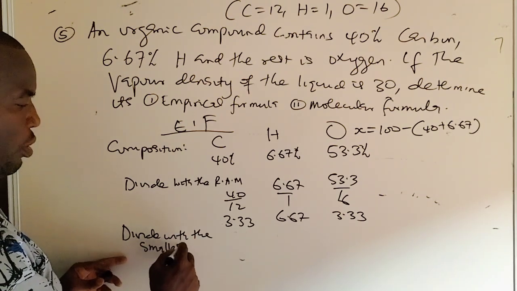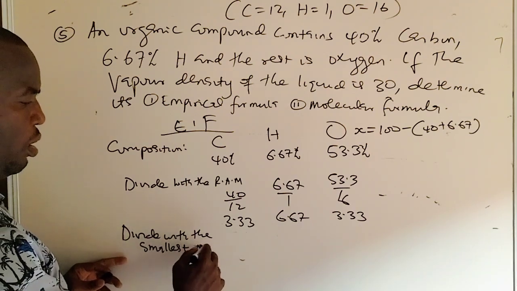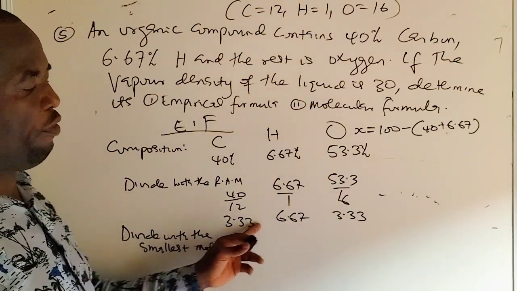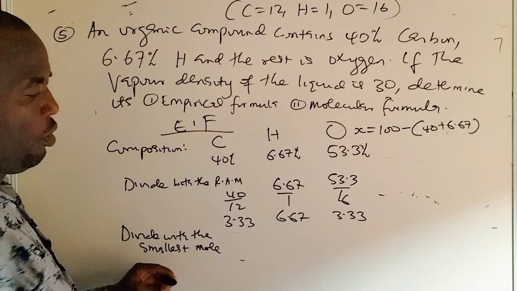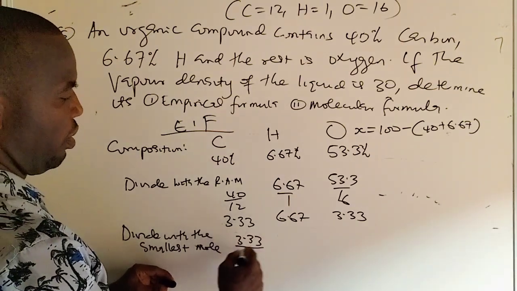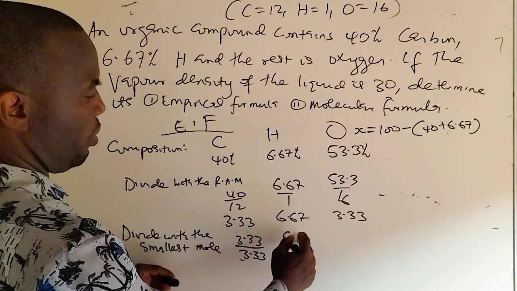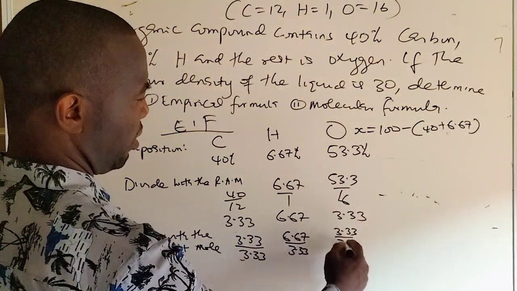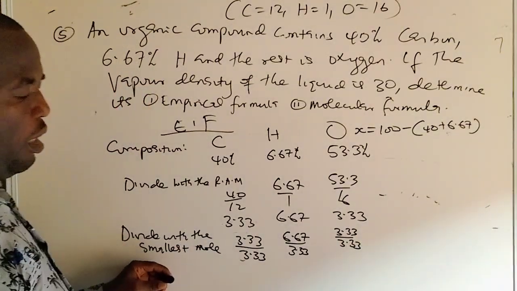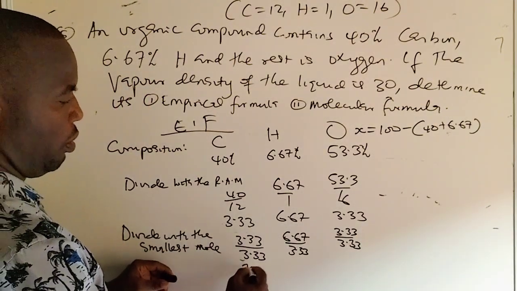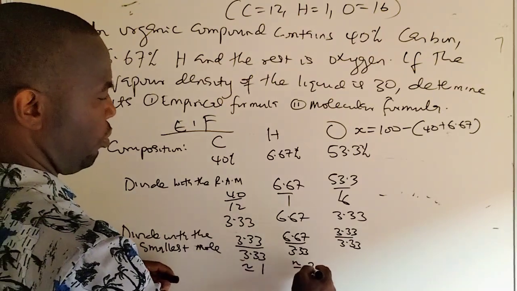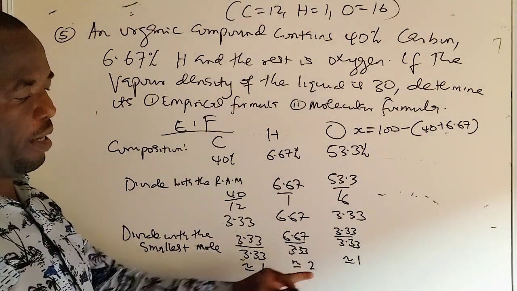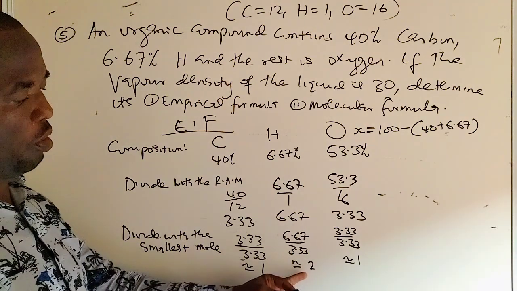Out of the 3 values, the smallest mole remains 3.33, even though it occurred 2 times. Even if they are all different values, divide all of them by the smallest value. So you have 3.33 over 3.33, 6.67 over 3.33, 3.33 over 3.33. Whatever you get, approximate to the nearest number. They give you 1, approximately 2, approximately 1. If you were getting 2.5, then the answer would have been 3, but we're having 2.0 something, so this is 2.